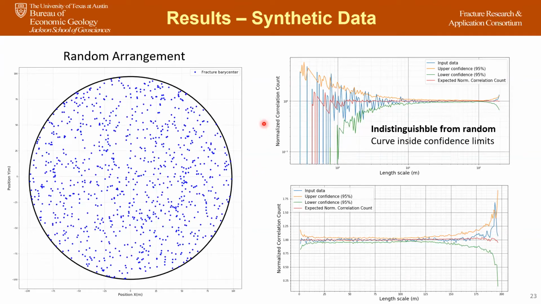And I'm going to show you now some synthetic data, just to give you an illustration of how the technique is able to see different types of arrangements. So this one is a random arrangement of fracture barycenters. An example of a fracture trace map that would be constrained by these barycenters is this one, as you can see. And if you analyze this random arrangement of fracture barycenters, you would have an NCC plot that is plotting just inside the confidence limits of random arrangements, and that will give you information that this pattern here is indistinguishable from random.